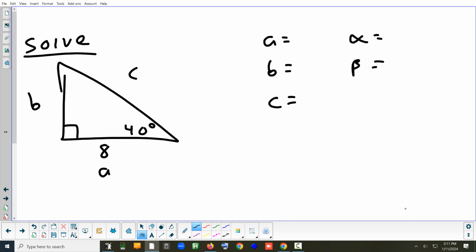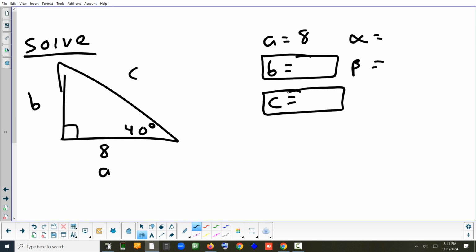All right, do we know A? Yeah, A is 8. Do we know B? Nope, so we got to figure that out. How about C? Nope. Okay, how about alpha? No, alpha would be at the top because that's across from A, and we don't know it. How about beta? It's 40 degrees, because that's across from B.